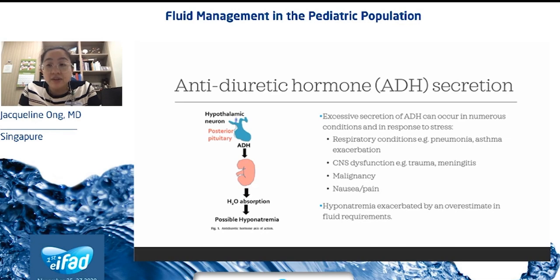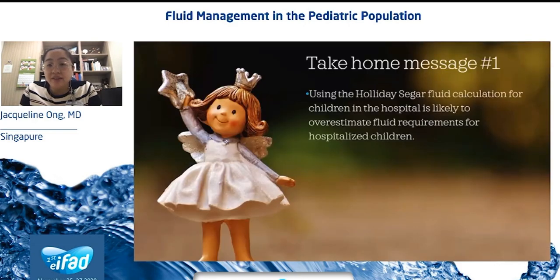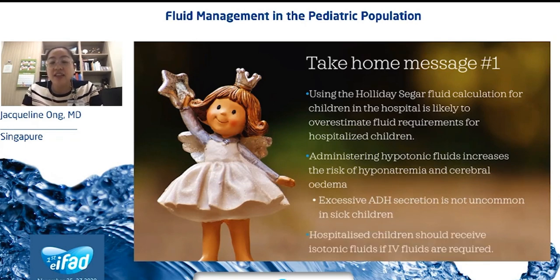With any other use of saline, children should be monitored for features of hyponatremia and fluid overload, and that may involve electrolyte monitoring as well. So the first take-home message really is that using the Holliday-Segar fluid calculation for children in the hospital is likely to overestimate the requirements, and we need to tailor that appropriately. There is a risk of hyponatremia, and that can be significant. Excessive ADH secretion is not uncommon in sick children, and we should really administer isotonic fluids for hospitalized children if IV fluids are required at all.